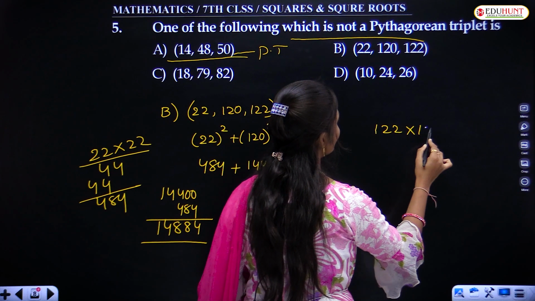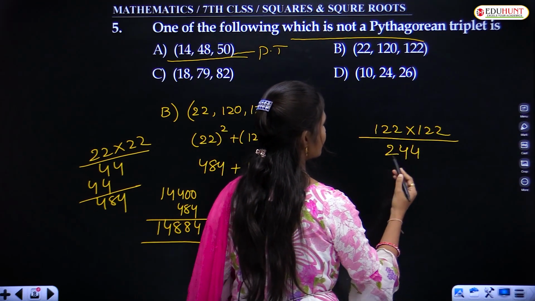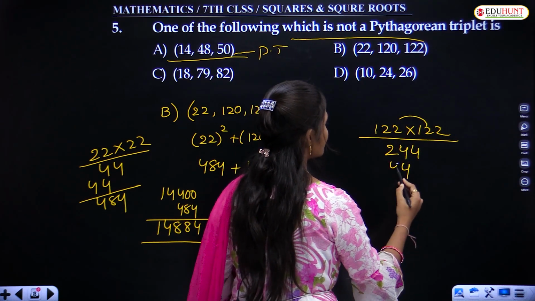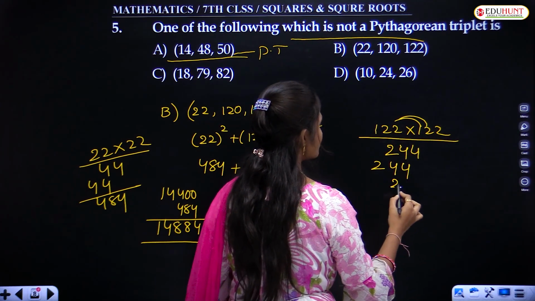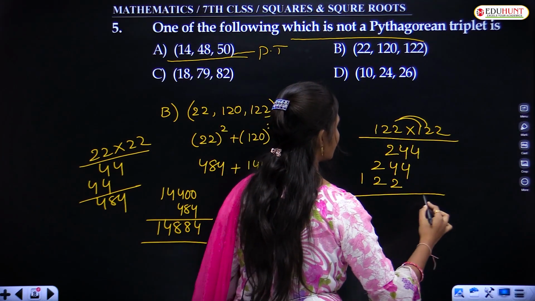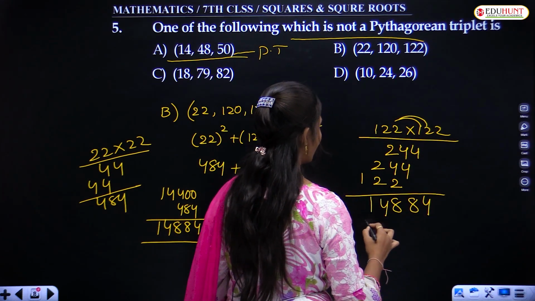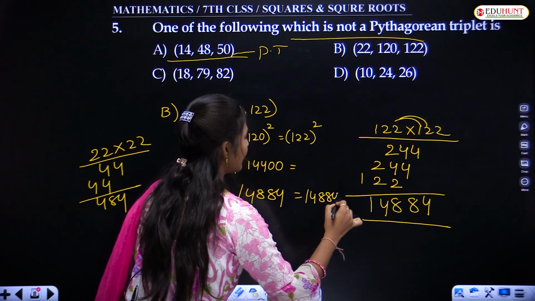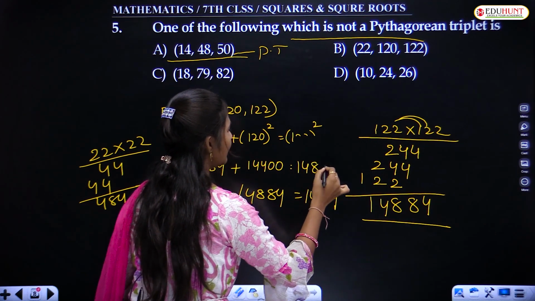So 122 into 122. 2 2's 4, 2 2's 4, 2 1's 2. Now multiply with this one. Next 2 2's 4, 2 2's 4 and here 2 1's 2. Next again with 1. 1 2's 2, 1 2's 2, 1 1's 1. So 4, 8, 8, 4, 1. So here we got 14,884.